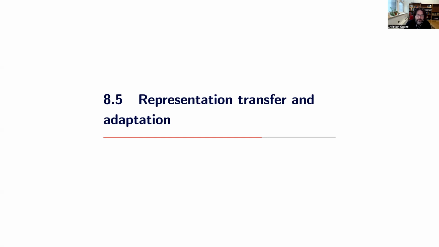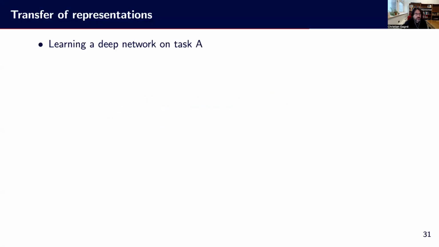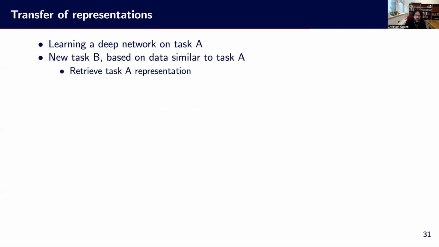Now we see the notion of representation transfer and adaptation. Transfer of representation is a really basic operation we do in deep learning. The idea is that we will train a deep network on a given task, let's say task A, and we have a new task, task B, which is based on data similar to task A. Let's say we are dealing with images.